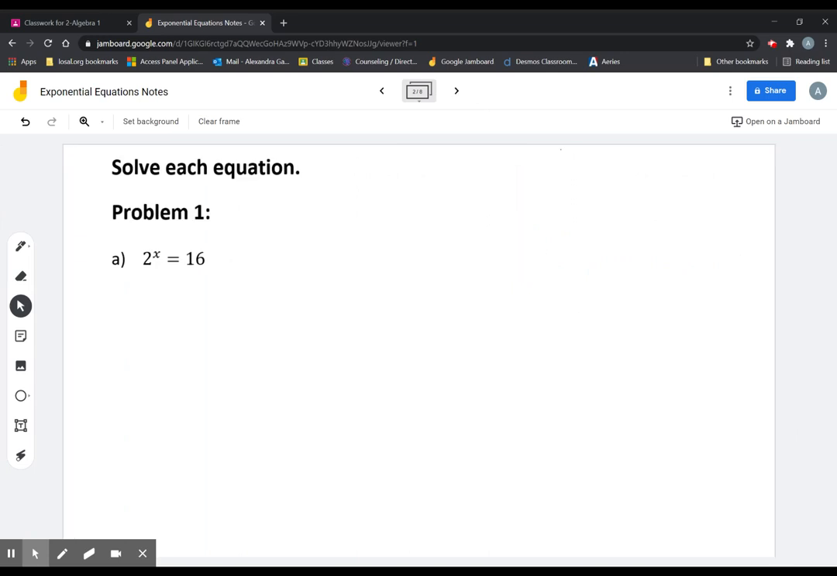So for our first one, we're solving, and our bases are not the same, right? 2, 16, not the same, but I can rewrite 16 as 2 to a power so that the bases are the same. And 16 is actually 2 to the 4th power. Now after that, since our bases are the same, we're going to set our exponents, the little guys, equal to each other. And so we'll get x is equal to 4. So that's the basic premise. Obviously, we're going to move up from there.